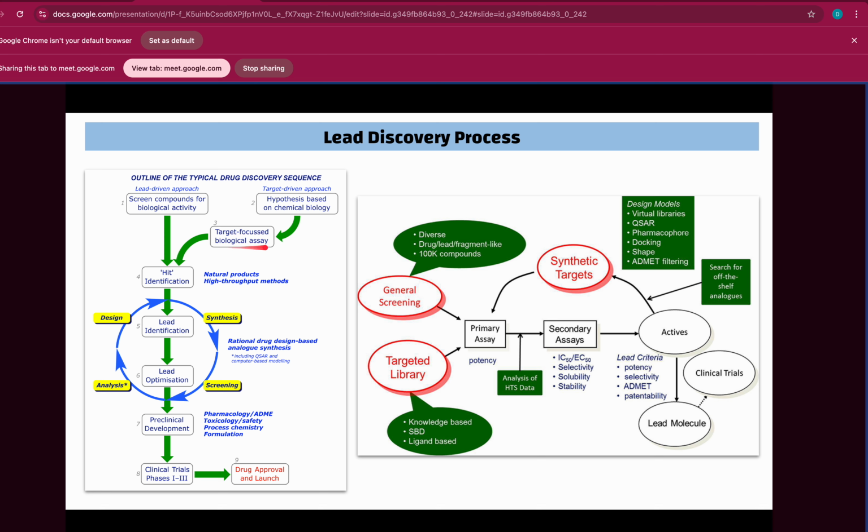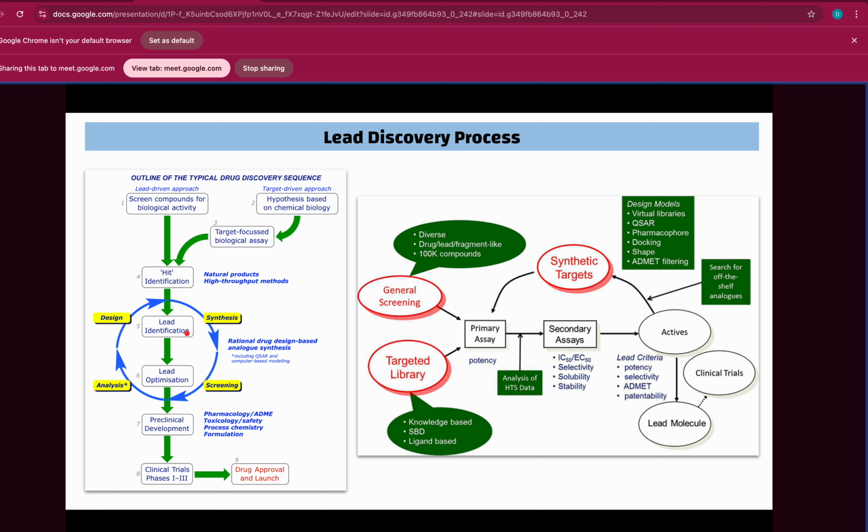And then there are target focused biological assays, in which you find out what could be the optimum chemical compound which can bind to my target. This takes us to hit identification. Hit means all the chemical compounds that can bind to the target molecule which are not yet optimized. This could be natural products, and we can use high throughput methods to look for binding affinities, and all those calculations can be done.